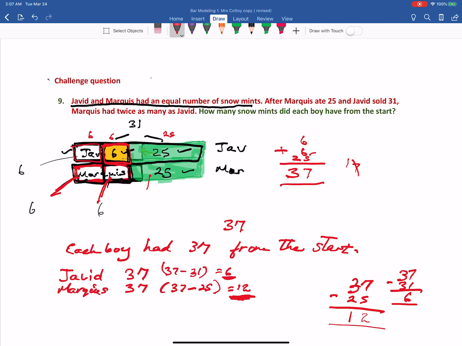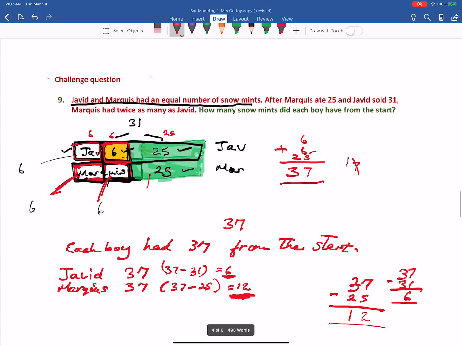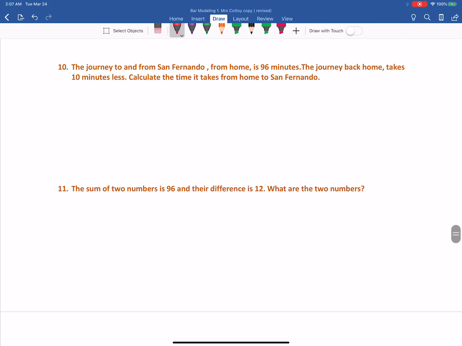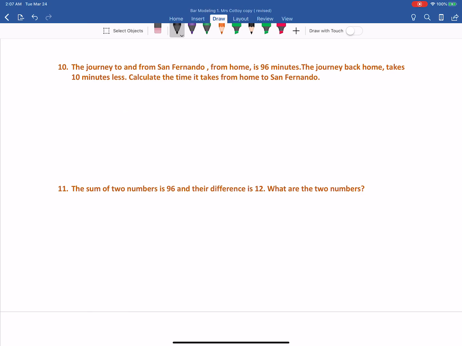All right, so I'm going to move to the next question. Ooh, cancel. I'm not ready to stop yet. The journey to and from San Fernando from home is 96 minutes. The journey back home takes 10 minutes less. Calculate the time it takes from home to San Fernando. Let me see, I didn't try this one yet. I might be trying this and make, quote unquote, a mistake.